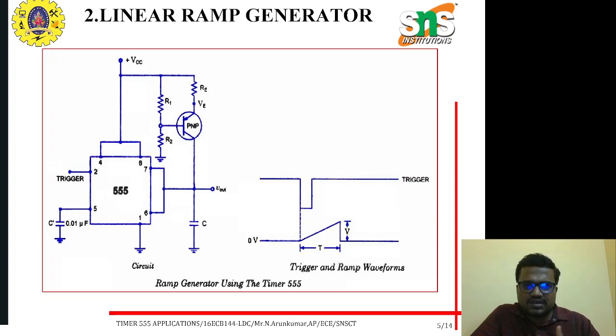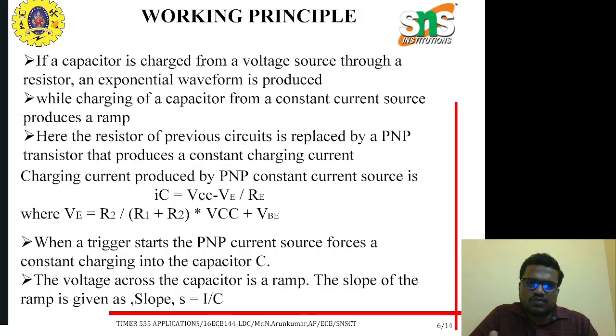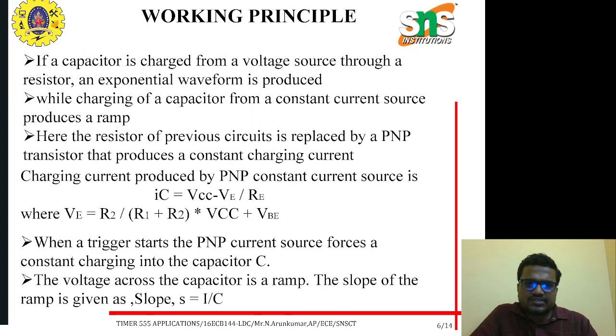So IC equals VCC minus VE divided by the resistor value RE, and the emitter voltage VE can be calculated with respect to the resistor terminals which are connected across the terminals, using the formula V equal to R2 by R1 plus R2 into the supply voltage, plus the base emitter voltage. After the concerned voltage is applied to the capacitor, we can find the concerned executed pulse. The executed pulses are formed as a slope. The slope is calculated by I by C, current by capacitance.